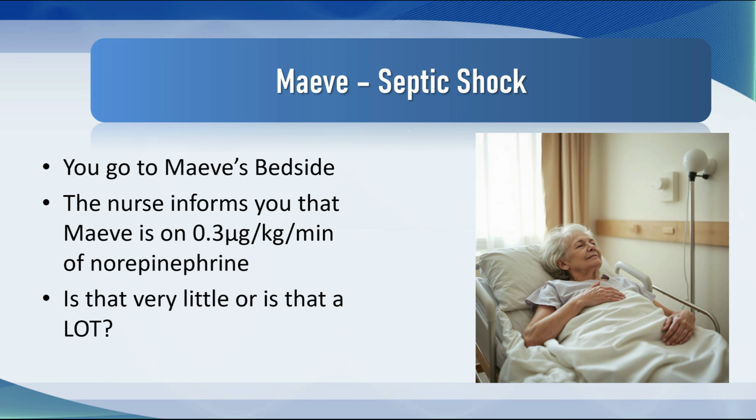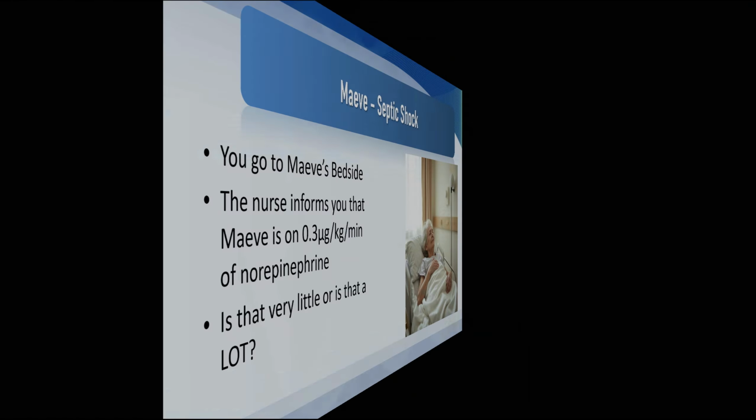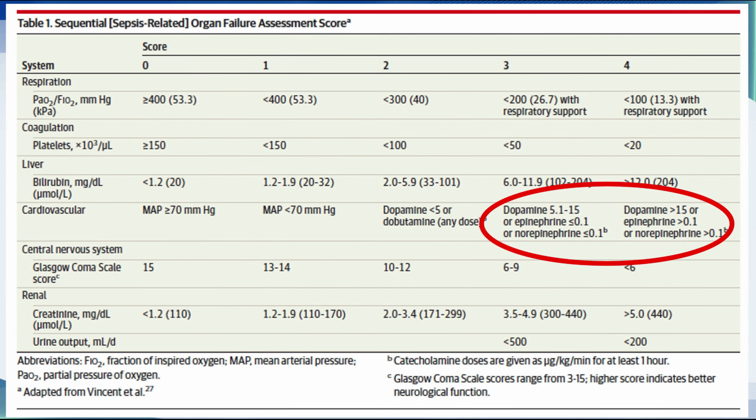And one of the questions you might ask is, well, is this very little or is that a lot? And it's important to recognize that, for example, in the SOFA score, mics per kilo per minute is the way that norepinephrine, dopamine, dobutamine, all these drugs are usually dosed. And in fact, the standard of care in most hospitals in the world is to use this approach. You will not see mils per hour or mics per minute used in pediatric hospitals. They will always use mics per kilo per minute.